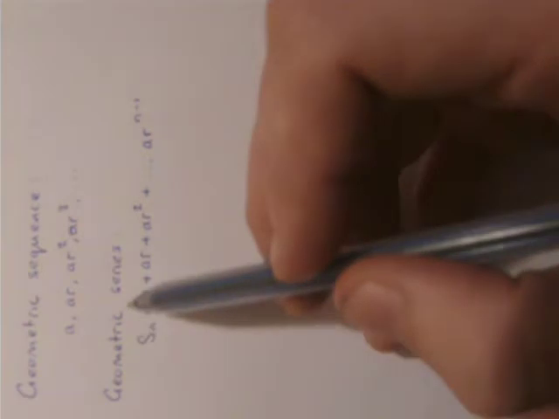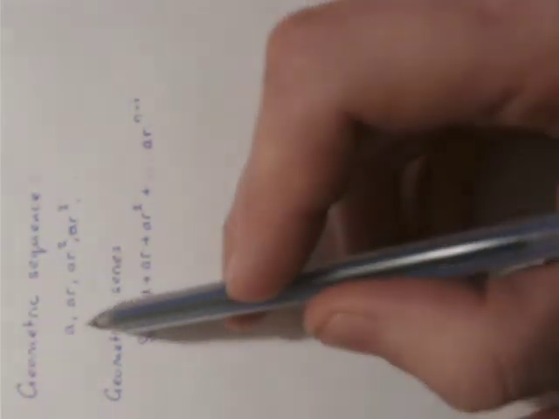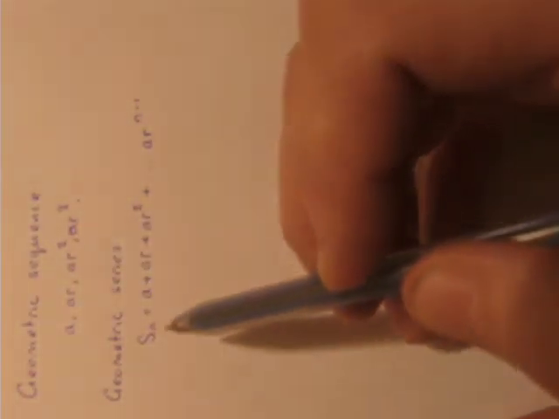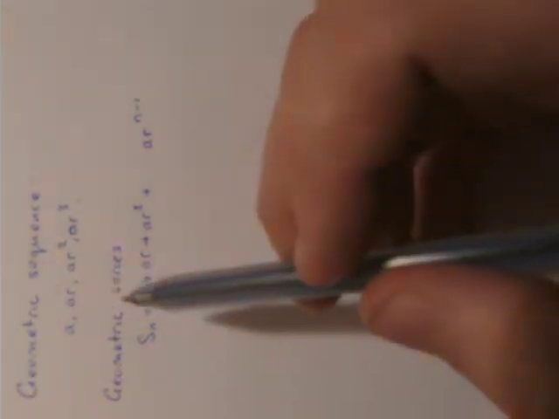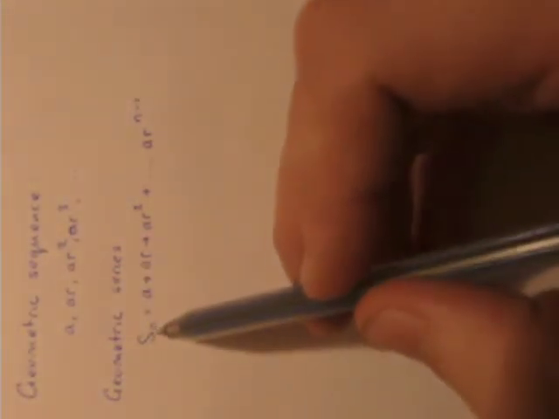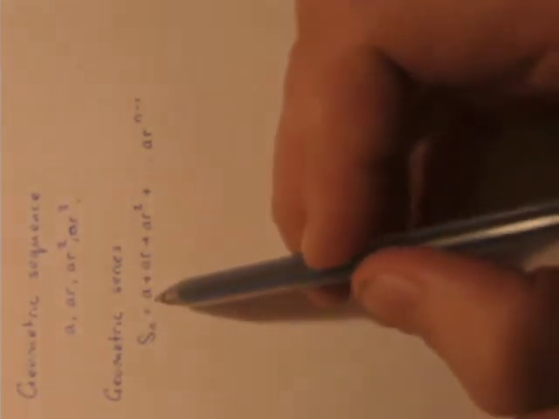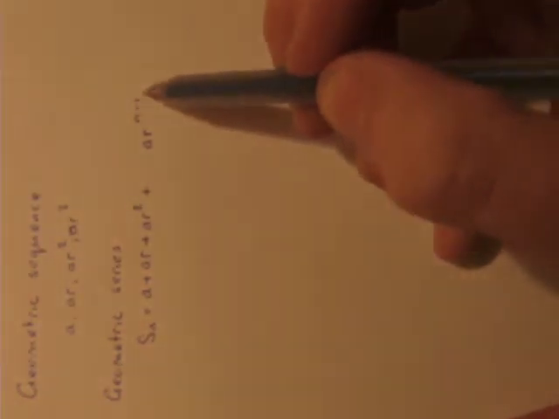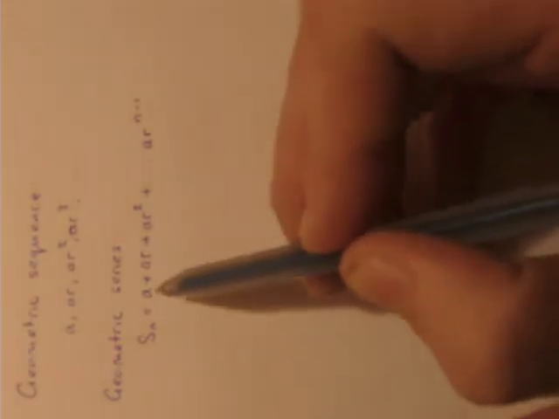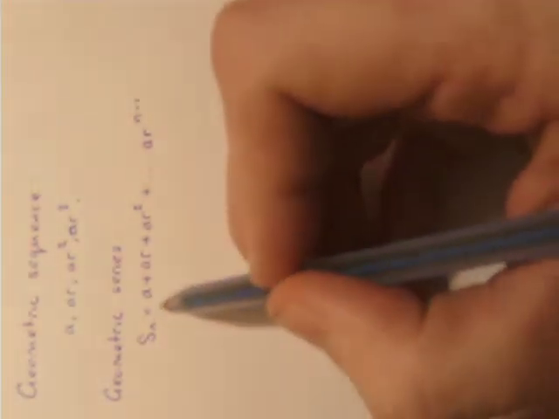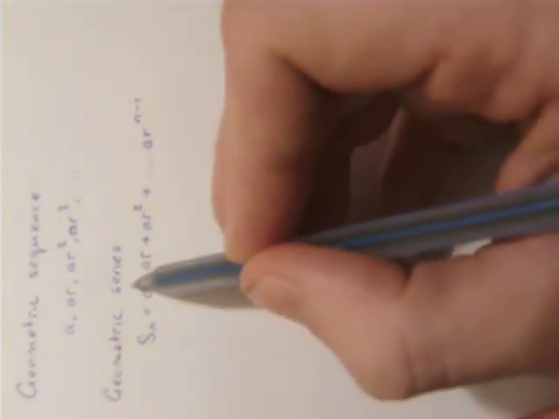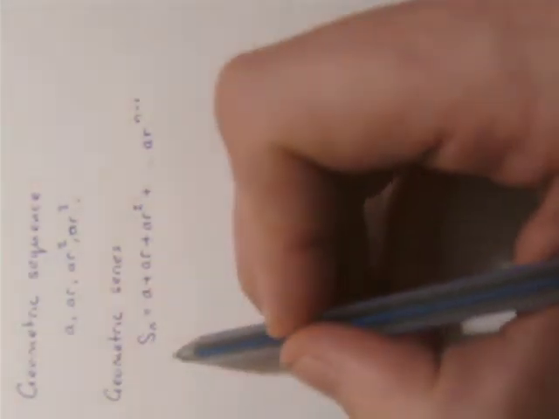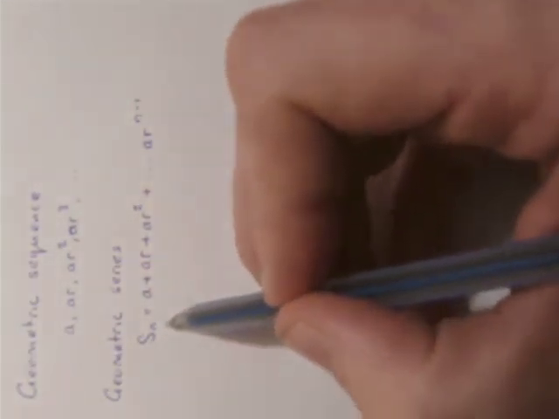Now a geometric series is the sum of some of the terms in a geometric sequence, consecutive terms. So if we write Sn for the sum of the first n terms, note that it goes up to n minus 1 because we start with a times r to the 0, we have this formula.